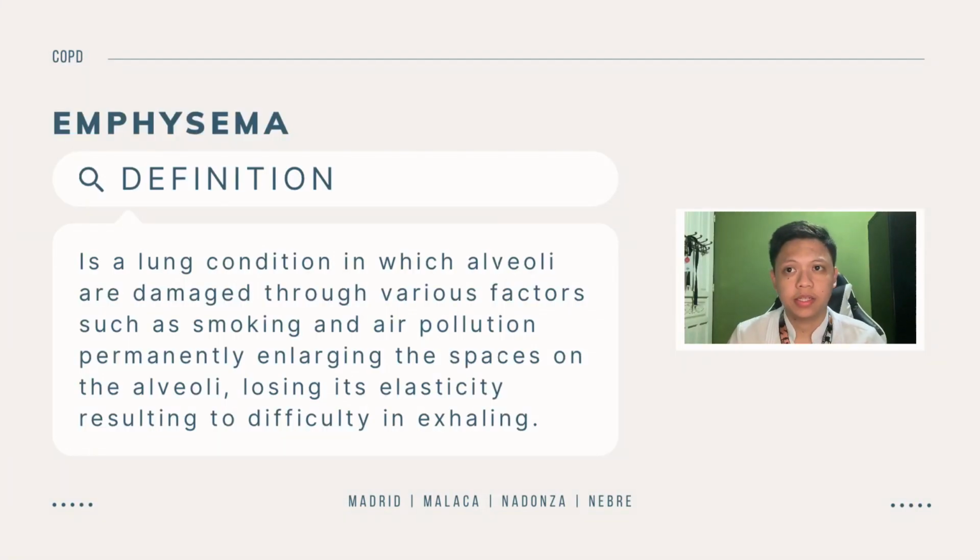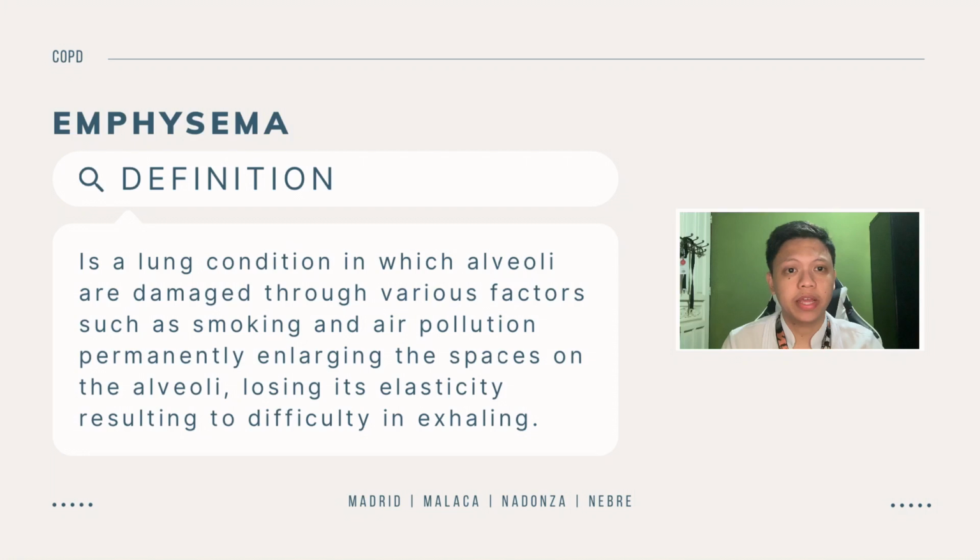Alongside the chronic bronchitis is another pulmonary disorder that contributes to this COPD, named emphysema. So emphysema is a lung condition or a pulmonary disorder in which the alveoli are damaged through various factors, specifically through smoking and air pollution, permanently enlarging the spaces on the alveoli, losing its elasticity and resulting in difficulty in exhaling. Emphysema literally means inflate or swell. This is because of the loss in tissue fibers in the alveoli, which makes the spaces in the alveoli larger than what it should look like.